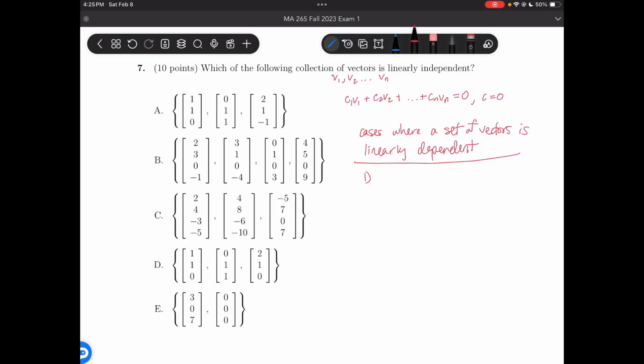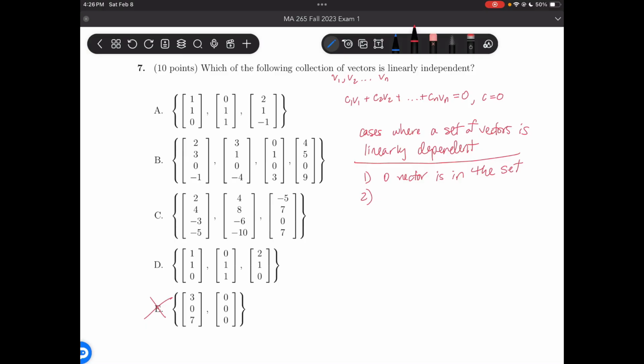So 1 would be, okay, the 0 vector, and the reason is fairly simple. If you have the 0 vector as a member of your set, there's going to be a million ways to have a linear combination of vectors where the sum of a linear combination of the vector set is equal to 0. And we can notice that option E has a 0 vector, so that means that E cannot be linearly independent.